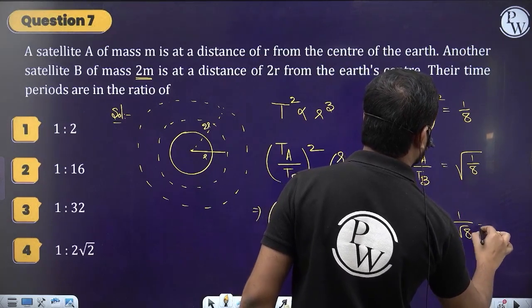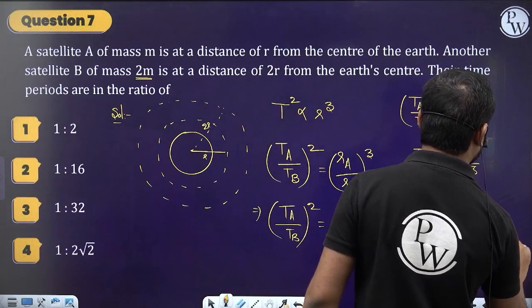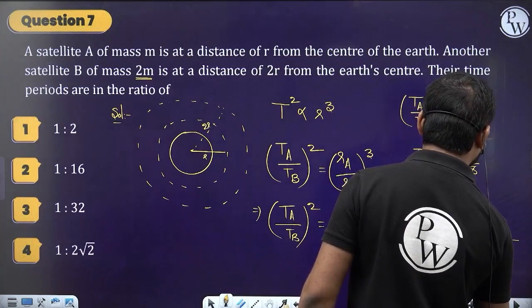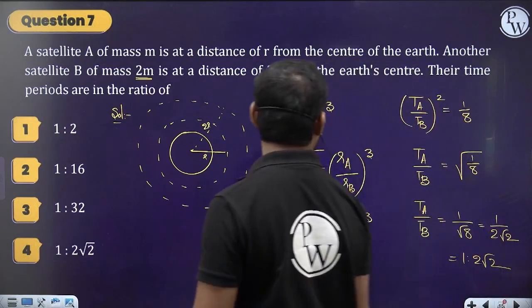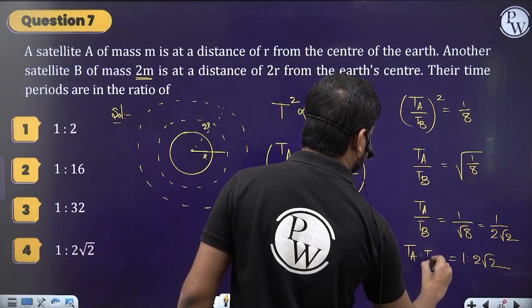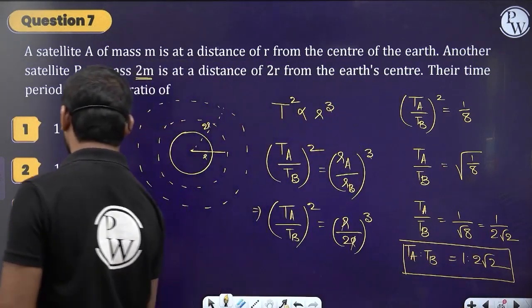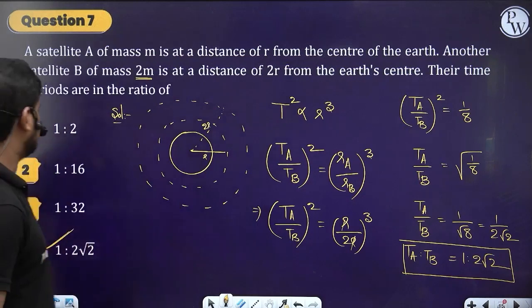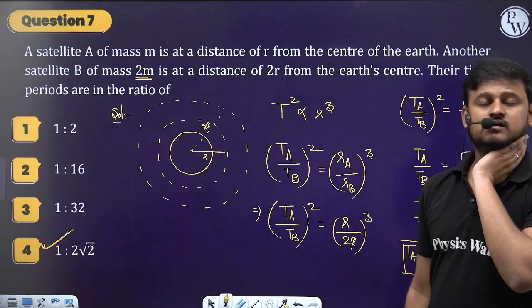So TA by TB is equal to 1 by root 8. Root 8 I can write as root of 4 into 2. So 4, if it comes out, 2 root 2. So that means 1 is to 2 root 2 is the correct answer. So TA is to TB is 1 is to 2 root 2. Done? Option 4 is the correct one, guys. Clear, everyone? Chalo, good.